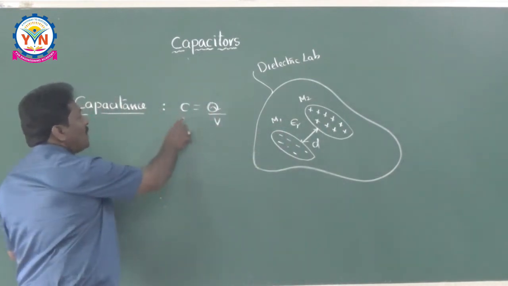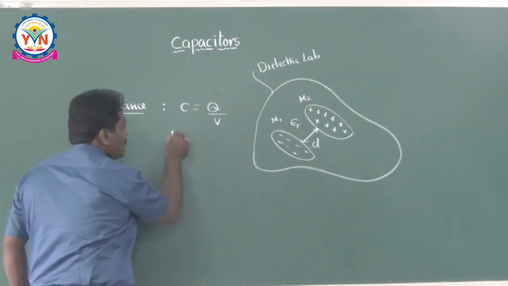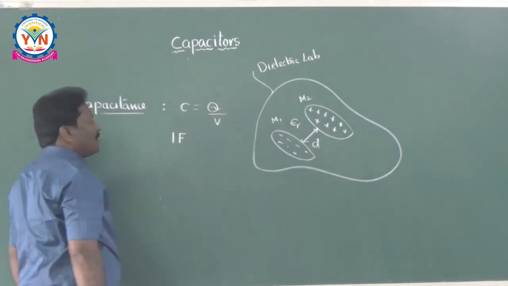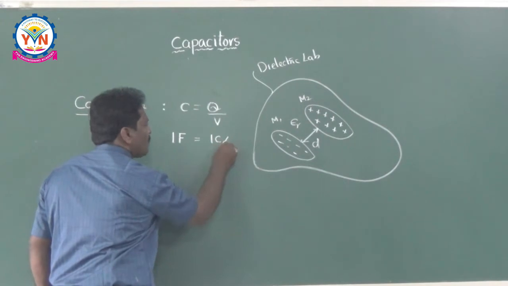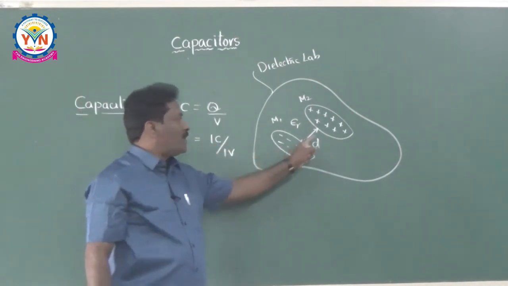Coming to the unit of the capacitor, the capacitance unit is farad. The unit of capacitance will be 1 farad whenever 1 coulomb of charge is required to develop 1 volt potential between these two plates.